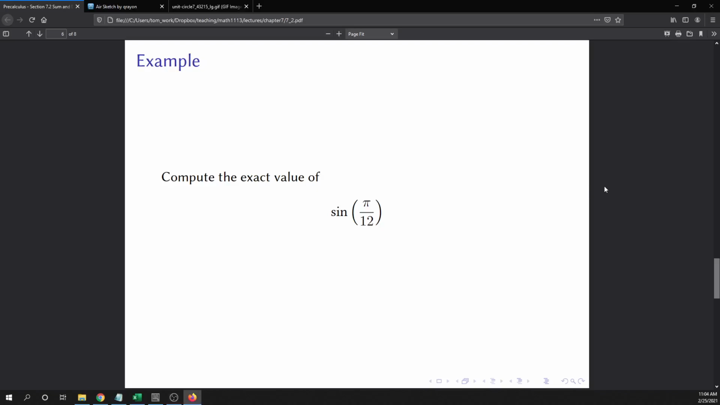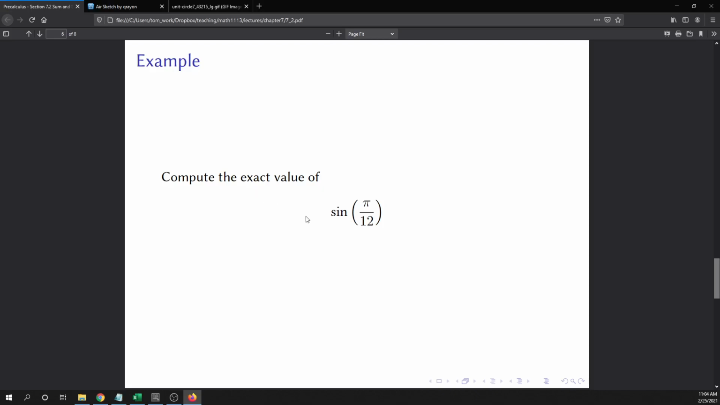All right, in this video, we are going to work through the following problem. It says compute the exact value of sine of pi over 12. So again, exact value, by that they mean not a decimal approximation, right? They want the exact value as fractions involving roots and those sorts of things.